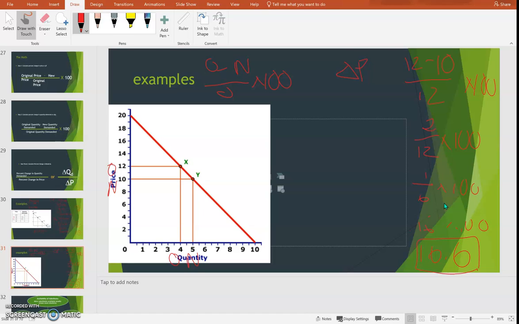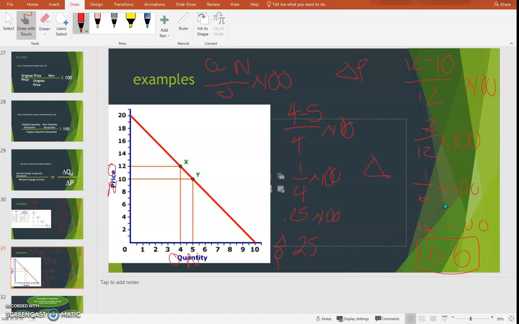Now we're going to look at the change in quantity demanded. So moving from 4 to 5. 4 minus 5 over 4 times 100. So this is where we run into that scenario with needing absolute values. 4 minus 5 is going to be negative 1, but we're dealing in absolute values, so only positives. So 1 over 4 times 100. And that's 0.25 times 100. It's 25. So that's my delta QD.